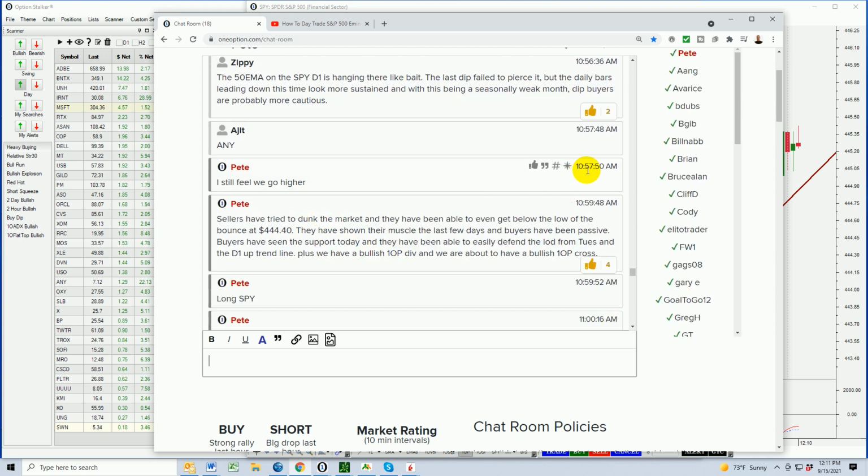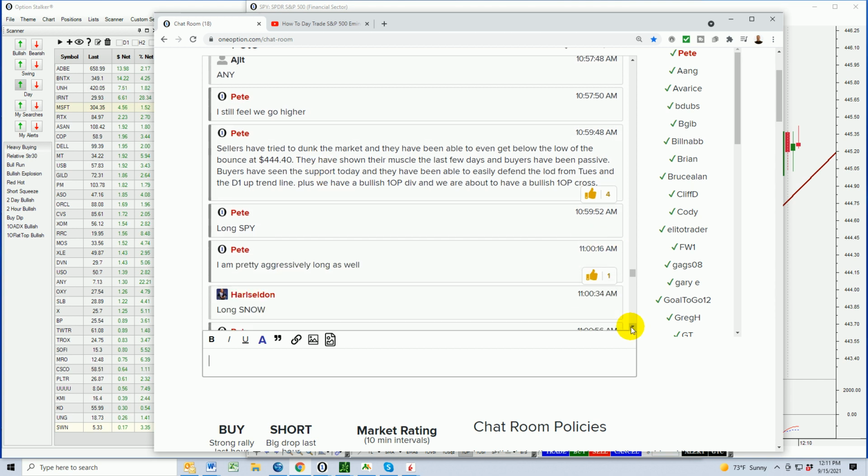So now we're almost 2.5 hours into trading. Sellers have tried to dump the market. They haven't been able to. The bounce has been able to hold. We've got the long upward sloping trend line.